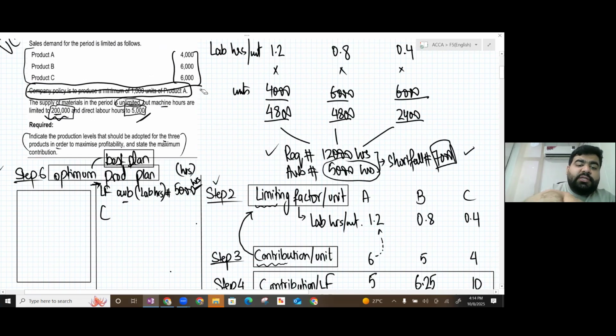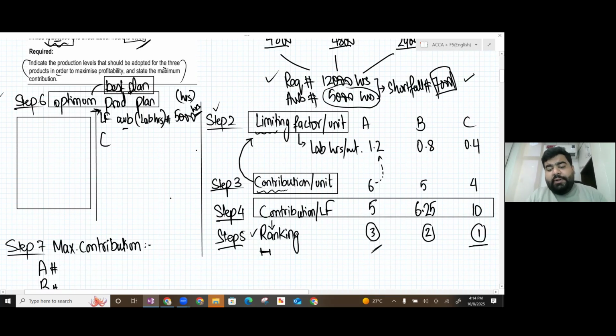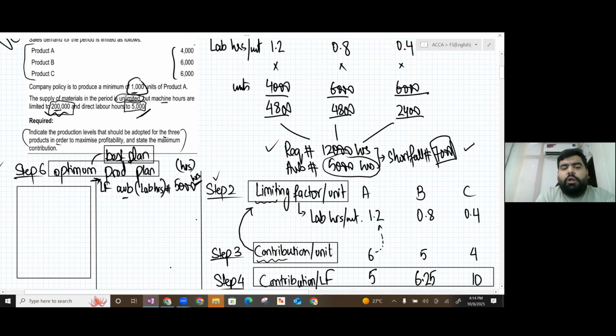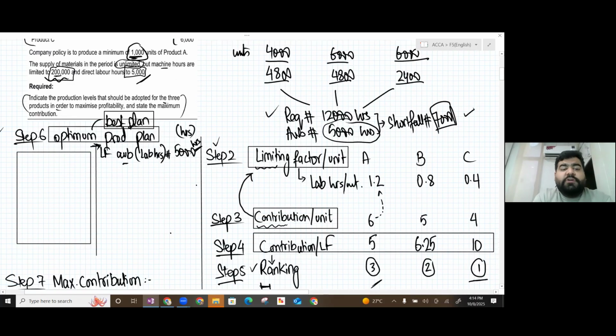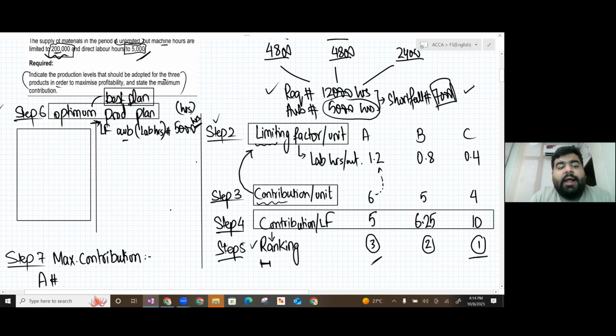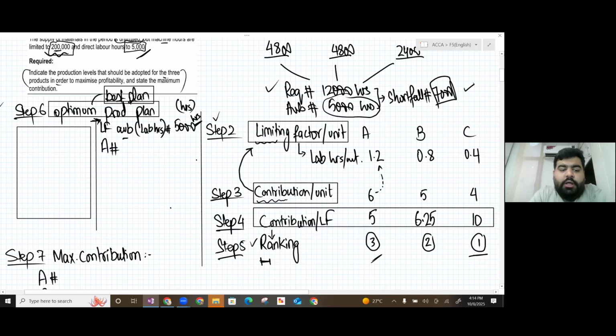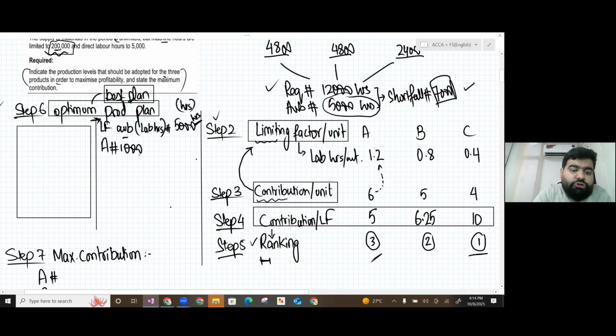But if the question says we have a policy of a minimum number of units, then even though A is at the end in ranking, and is not giving you good contribution, the company policy is to make that product first. So you have to make it first. How many units of A? Not all. Total units of product A were 4,000, but company policy is to make 1,000 units of A. So first you go through product A, then we'll do the ranking according to step 5 that we have done. I'm writing here 1,000 units we have to produce.